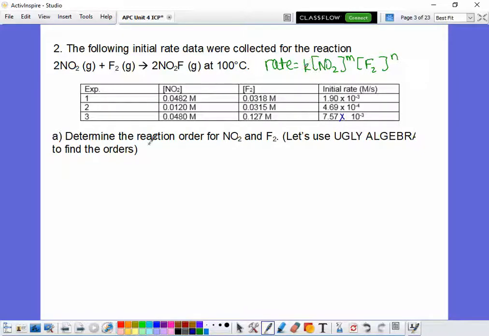For letter A, we're only going to figure out m and n. D will figure out k. In part D, we will figure out what the rate constant is. But first, let's figure out what m and n are.